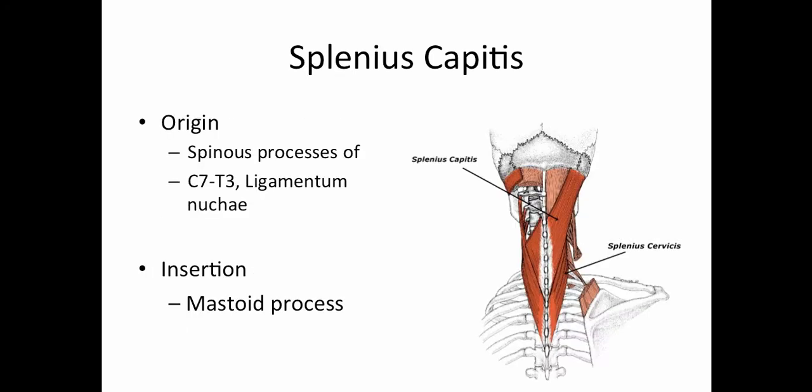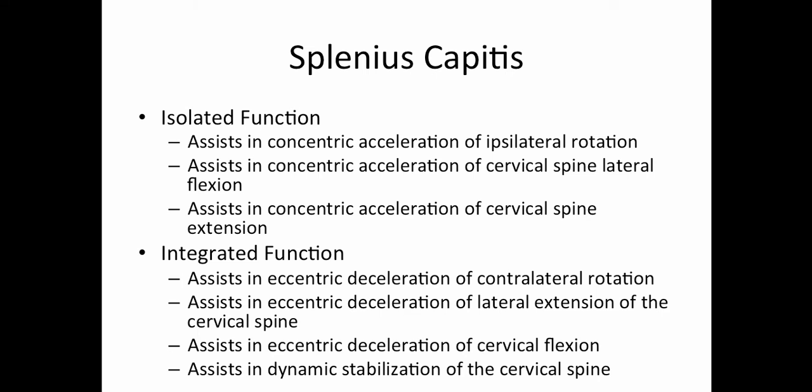The splenius capitis. The isolated function of the splenius capitis is that it assists in concentric acceleration of ipsilateral rotation, that's same side rotation. Also in concentric acceleration of cervical spine lateral flexion and cervical spine extension. The integrated function of the splenius capitis is that it assists in eccentric deceleration of contralateral rotation, so that's opposite rotation. It assists in eccentric deceleration of lateral extension of the cervical spine and deceleration of cervical flexion. Overall, it assists in the dynamic stabilization of the cervical spine.